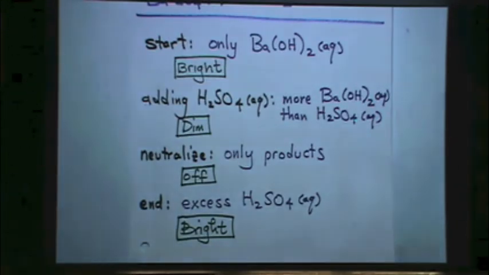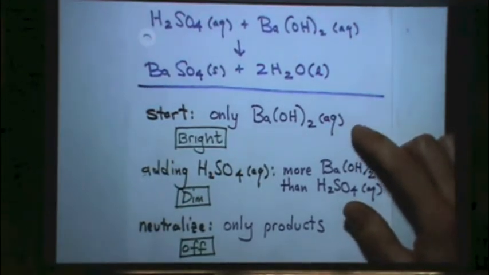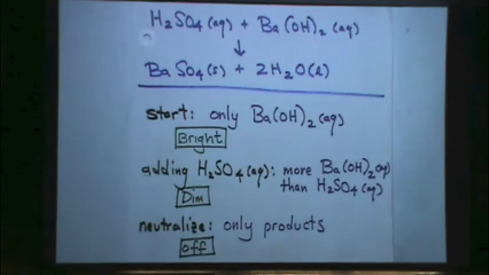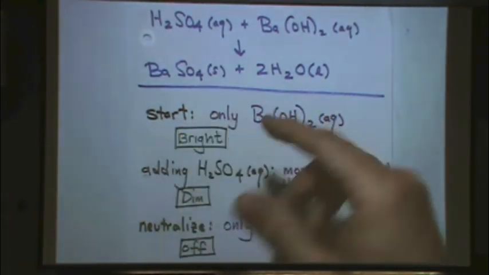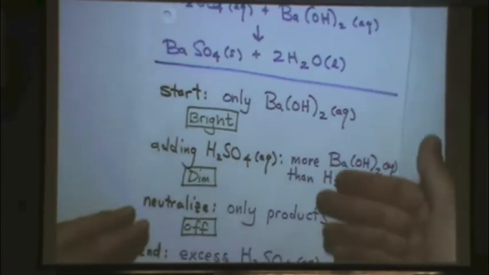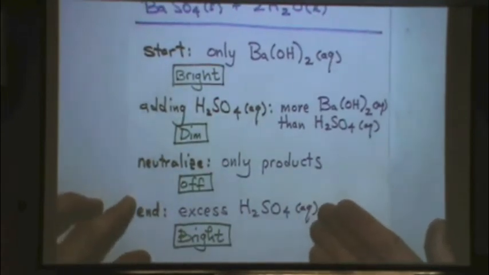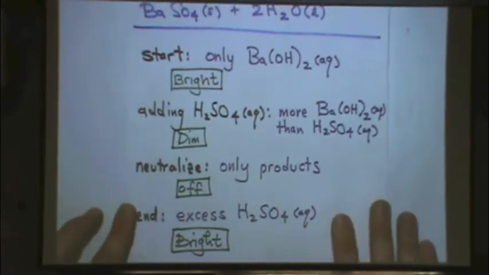I'll restate it again. I started with only barium hydroxide in the bottom. It was bright because that's a strong electrolyte. I know on the video you all can't see this. And then I added sulfuric acid because the reaction was occurring, producing weak electrolytes. The light bulb went almost off. And then because I added too much sulfuric acid in the end, the light went back on because I had a strong electrolyte again. Okay, so that's that. That was kind of a funny titration where we did it with a light bulb actually.